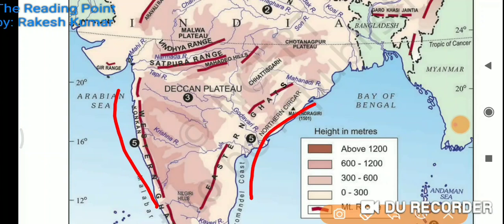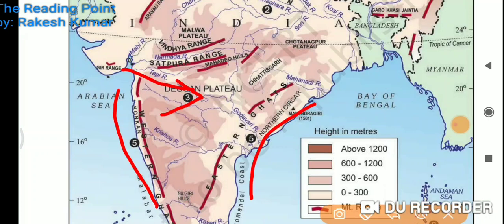These ranges have no snowfield or glacier. The average height of the plateau ranges from 600 meters to 900 meters, and the slope of the Deccan Plateau is from west to east, means the west is slightly higher than the eastern part. The plateau is made up of igneous and metamorphic rock.